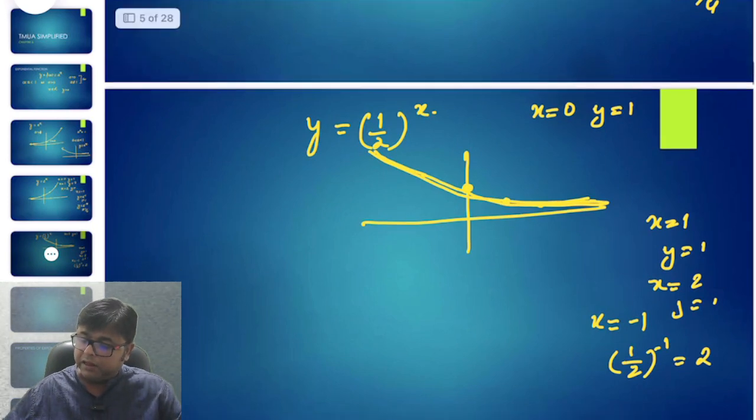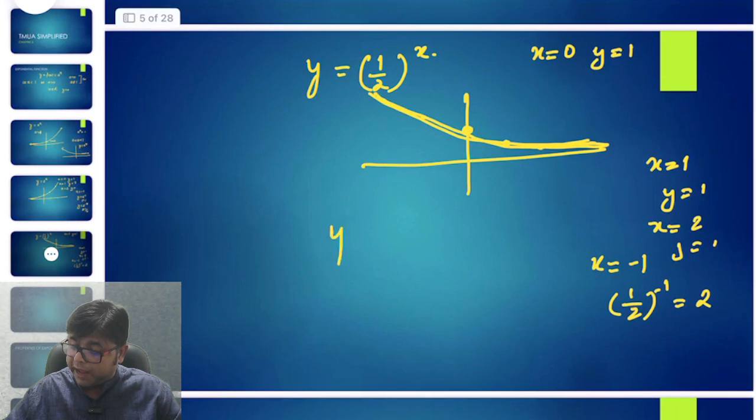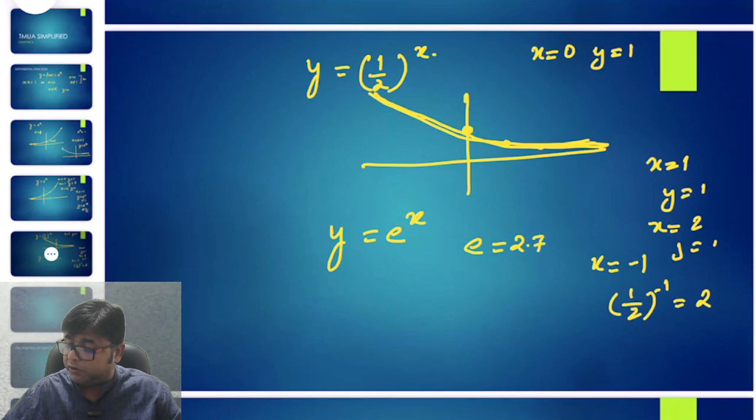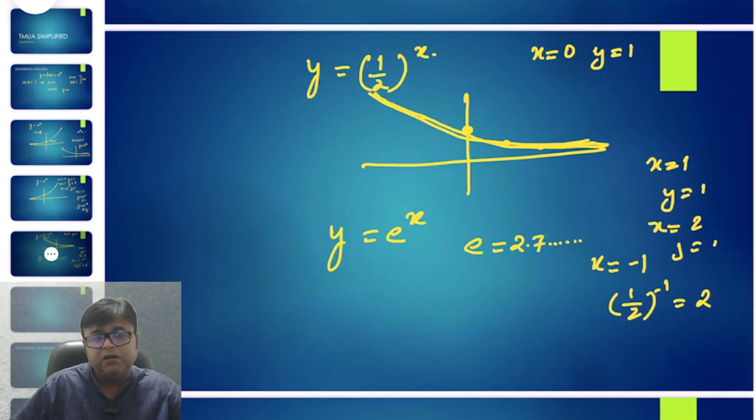Now, we also use y is equal to e to the power x. Now, e is an irrational number which has a value 2.7 something and so on. So this is a specific value of the base of an exponent that we use. So sometimes you'll come across it.